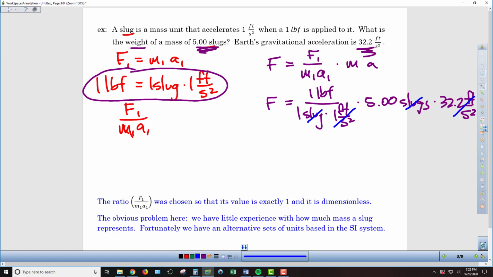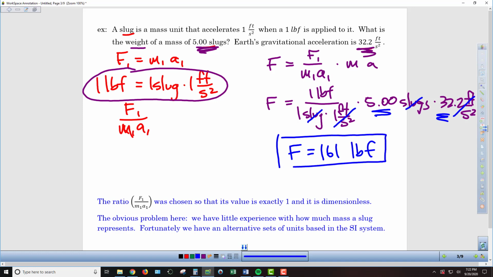So all I have to do now is multiply 5 times 32.2, everything else is a bunch of ones, and so we get F equals 161 pound force. So here is an example of a unit system where this slug is defined as the amount of mass that when a 1 pound force is applied to it will accelerate at 1 foot per second squared. So that allows us to have G sub c equal 1, which means we can basically ignore it and go straight to F equals ma.